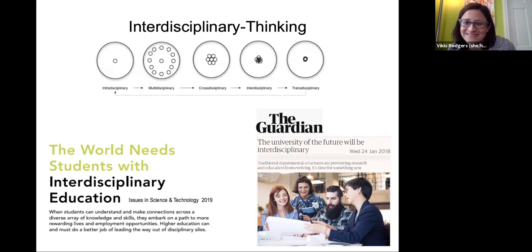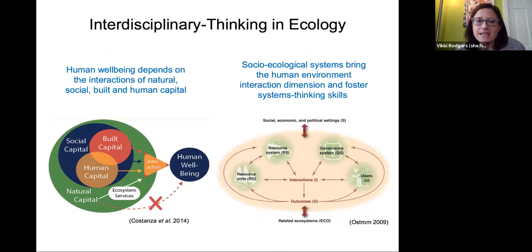I'm going to go to the next slide. And specifically thinking about interdisciplinary thinking in ecology and how it fits in with the 4DEE framework, we've identified two major pieces that help us do this really well, and we'll pull some of these into the examples we're about to go through.